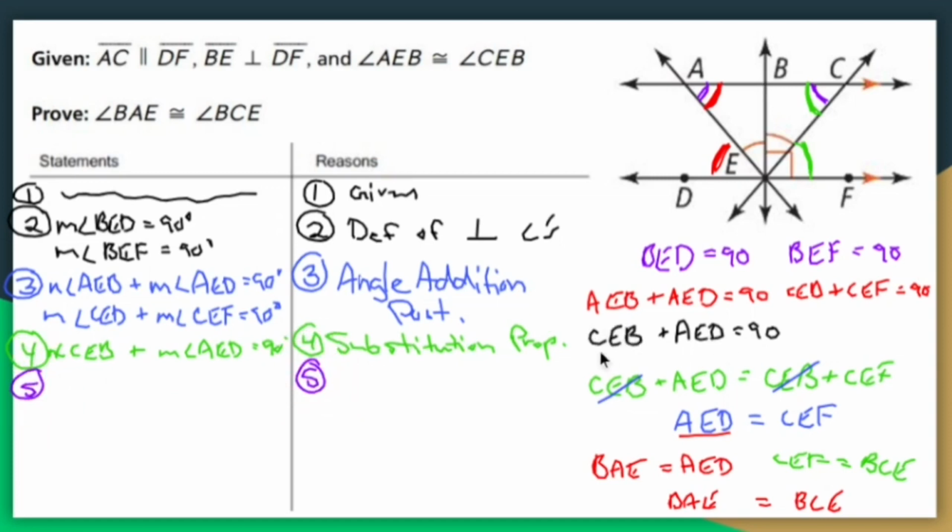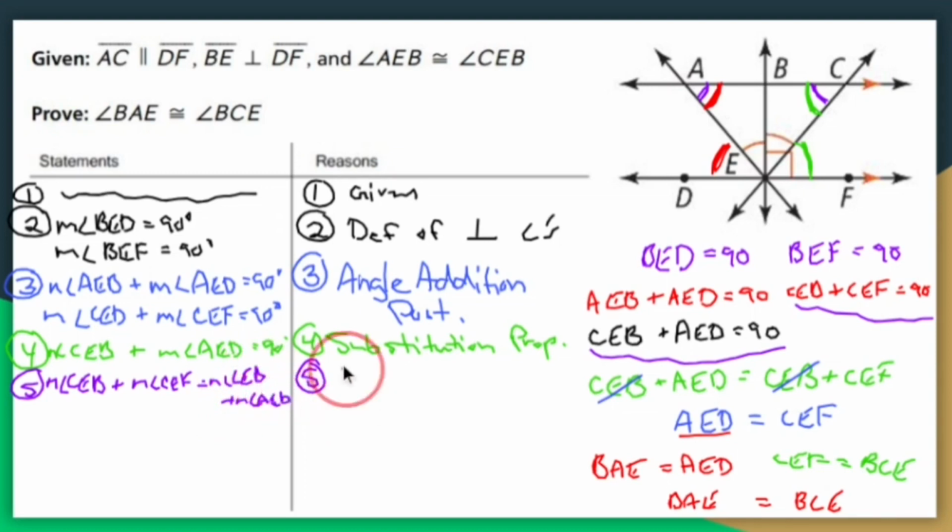Once I have this guy equals 90, that guy equals 90, I set them equal to each other. So that was the measure of angle CEB plus the measure of angle CEF equals the measure of angle CEB plus AED. That was transitive property.